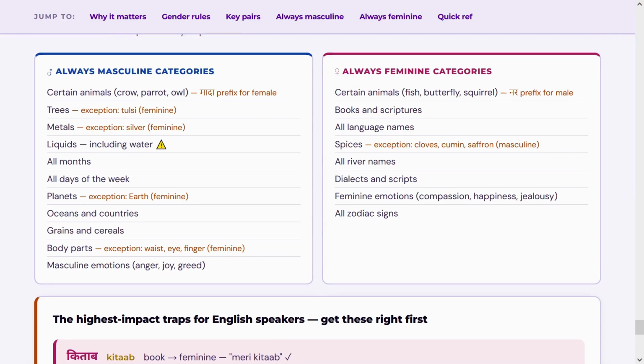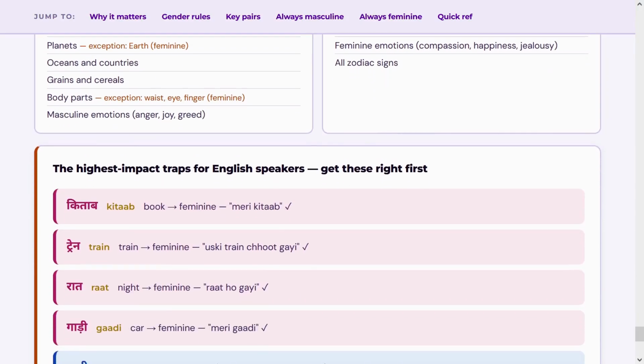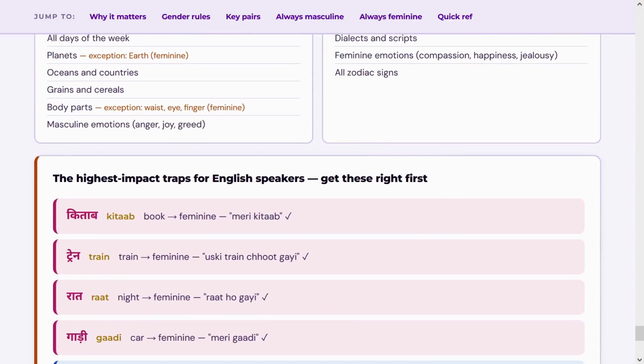Always feminine categories. Certain animals, fish, butterfly, squirrel. Add nar before to change to male. Books and scriptures, all language names. Spices, all river names, dialects and scripts. Feminine emotions, compassion, happiness, jealousy. All zodiac signs.